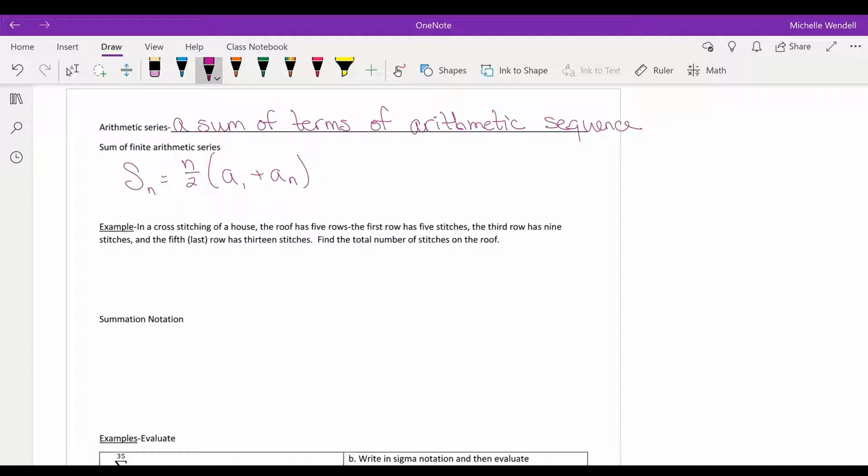Well, according to our formula, we need to know what n is, which is the number of terms, which is 5 in this case. A sub 1 is the value of that first term. The first row we know has 5 stitches. And then the last row, the fifth row, a sub n, has 13 stitches. So now I can plug these into my formula and figure out what the total number is. It's going to be S sub 5 equals 5 over 2 times the first term plus my last term, which gives me a total of 45 stitches. That's it.